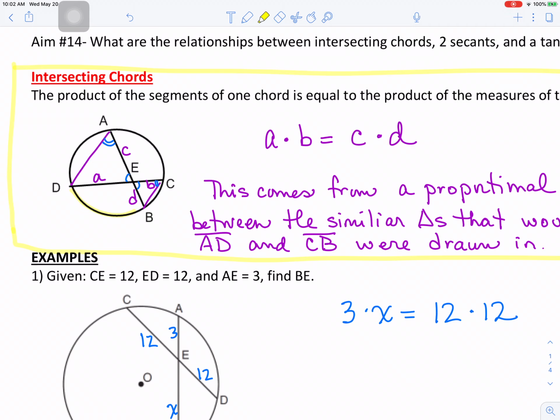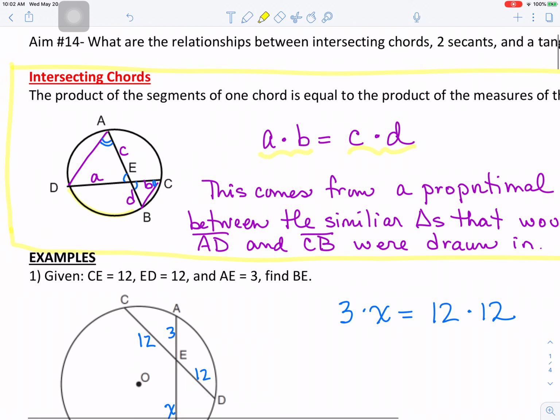cross multiply that, you would have AB, so the pieces of the segment itself. Each of the chords is broken into 2 pieces when they intersect, and the pieces are multiplied by each other. So AB comes from the same chord, and DC and CD are the 2 pieces of the other chord.